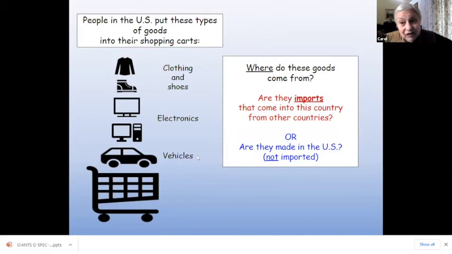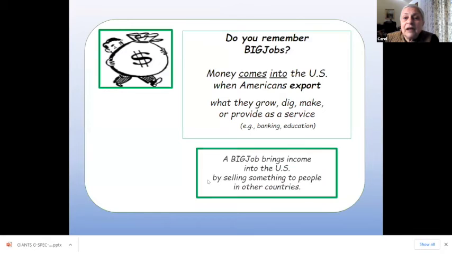I know that the vehicle that is sitting in my garage was either assembled in Mexico or it was assembled in Korea. And its engine came all the way from Austria. So I know that imports are a part of what my family has purchased. And imports are what come from other countries.